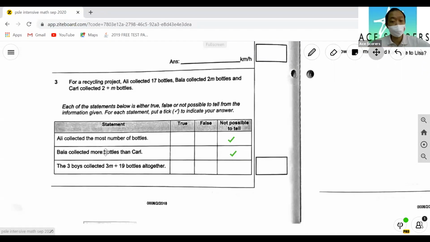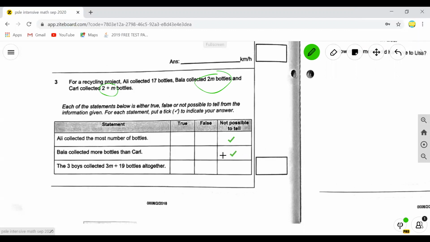M could be anything, so we don't know that. How about Bala collected more than Carl? Bala is 2M. Carl is 2 plus M. Not possible to tell. How come? Because if M is 1, Bala collected 2 and then Carl will collect 3. If M is 0, then Carl will have collected more than Bala. So that's what you do, you can try different values. So not possible to tell.